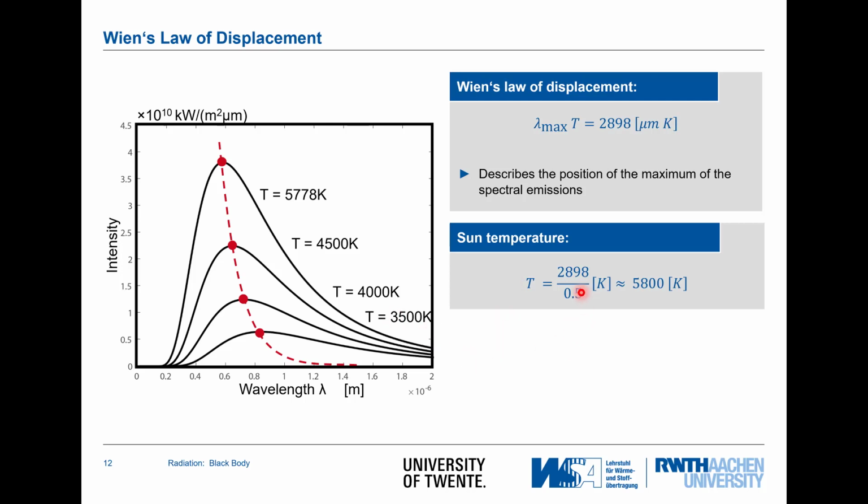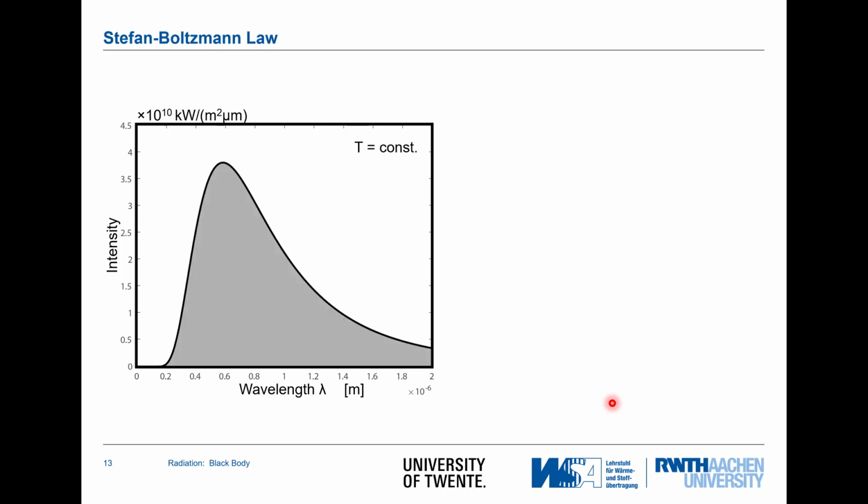For example, if we take 0.5 micrometer here as the position of the maximum in the wavelength area, could have taken 0.6, and then divide just the constant by that value to come up with a certain temperature. And here any value between 0.4 and 0.7 would have been fine.